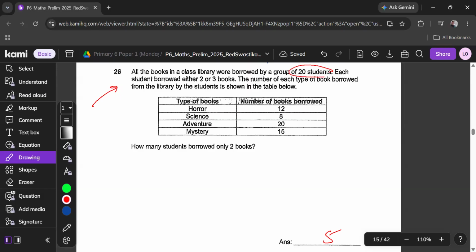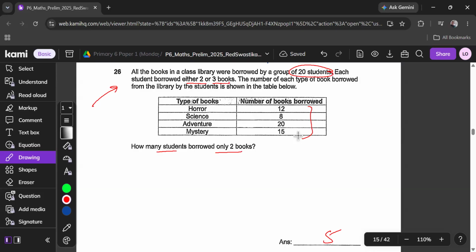And there is a total of 20 students. Each student borrowed either 2 books or 3 books. Okay, and you look at the table, these are all the books borrowed. So how many students borrowed 2 books? Now, how to do this kind of question? Even if you don't know how to do it, make some logical guesses.